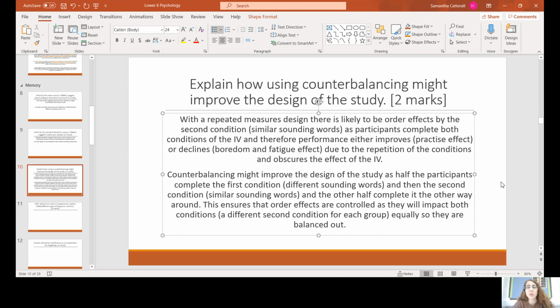Then counterbalancing might improve the design of the study as half the participants complete the first condition and then the second condition and the other half complete it the other way around. This ensures that order effects are controlled as they will impact both conditions, a different second condition for each group, equally so they are balanced out. So that's essentially what you would do to get all of the marks. It's really important that in your answer you define what counterbalancing is very briefly. You could do the whole A and B thing that we learned about if you want, but you can write it like this also, and that you also mention the order effects and what impact that has, so you're not obscuring the effect of the IV. You could also mention validity if you like as well. It's just a different way of saying this.